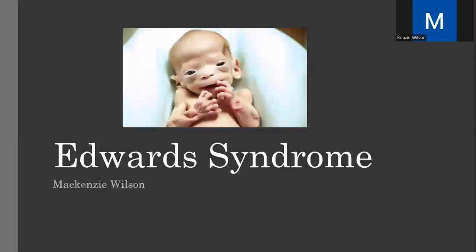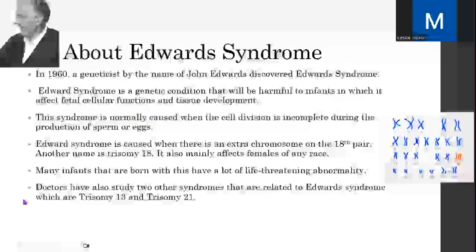In the picture on this slide is a baby that has Edwards syndrome. Okay, about Edwards syndrome. In 1960, a geneticist by the name of John Edwards discovered Edwards syndrome. Edwards syndrome is a genetic condition that will be harmful to infants in which it affects fetal cellular functions and tissue development. This syndrome is normally caused when the cell division is incomplete during the production of sperm or eggs. Edwards syndrome is caused when there is an extra chromosome on the 18th pair.